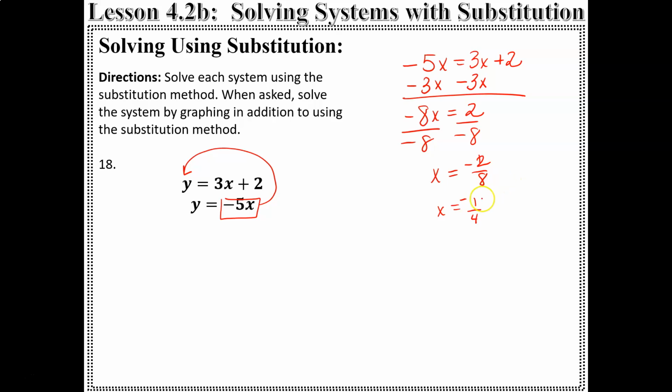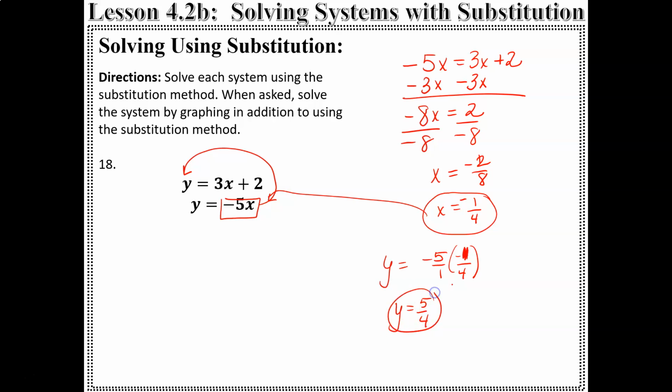Now I'm going to plug that in right here. So y equals negative 5 over 1 times negative 1/4, which gives me 5/4. So I have negative 1/4 and 5/4 for answers. Don't be afraid of those fractions.